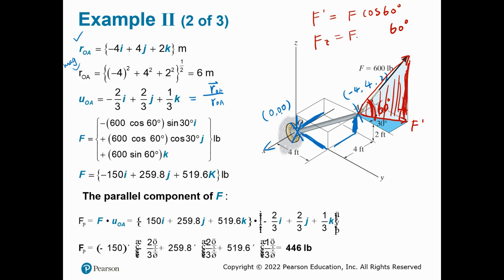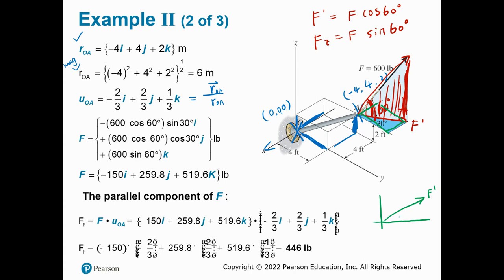So the Z component will be F sine 60. Now, F prime can keep going further, and let me project it a little further. So you're looking at this rectangle right here. And let me draw that rectangle in the 2D notation. F prime right here.